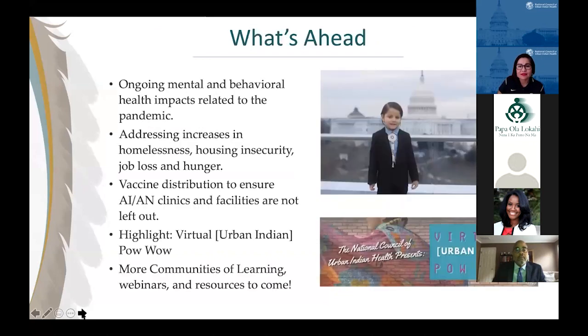Next slide, please. So what's ahead for us is addressing the ongoing mental and behavioral health impacts related to the pandemic. We're now moving into focusing on how adults and youth are addressing isolation, loss, suicidality, alcohol and substance abuse, and domestic violence, which has also been exacerbated since COVID-19. In addition, we're also working on including traditional activities that allow participants to join us for therapy through art. We're also addressing increases in homelessness and housing insecurity, job loss, and hunger.